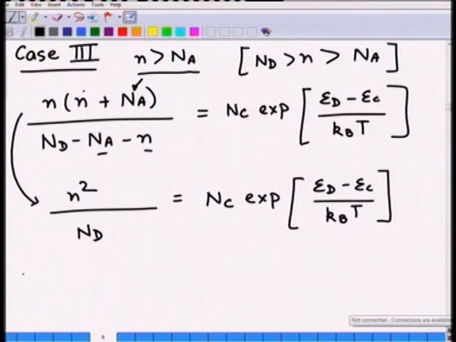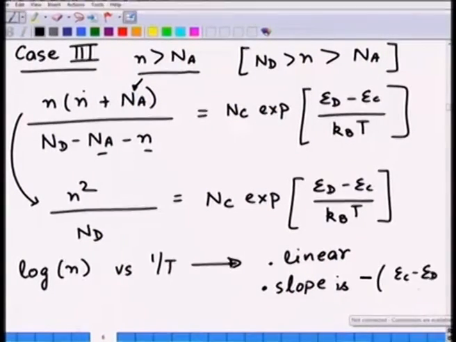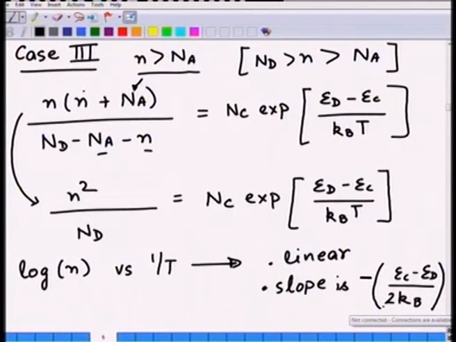Now, notice I have N square. So, again if I plot log of N versus 1 by t, again, what do we notice? It's linear. Second, slope is now again two kb again. This is n square. When I take a square root, I will get a factor of 2 here. So, again becomes 2 kb. That is very interesting. That means the slope changes in between.